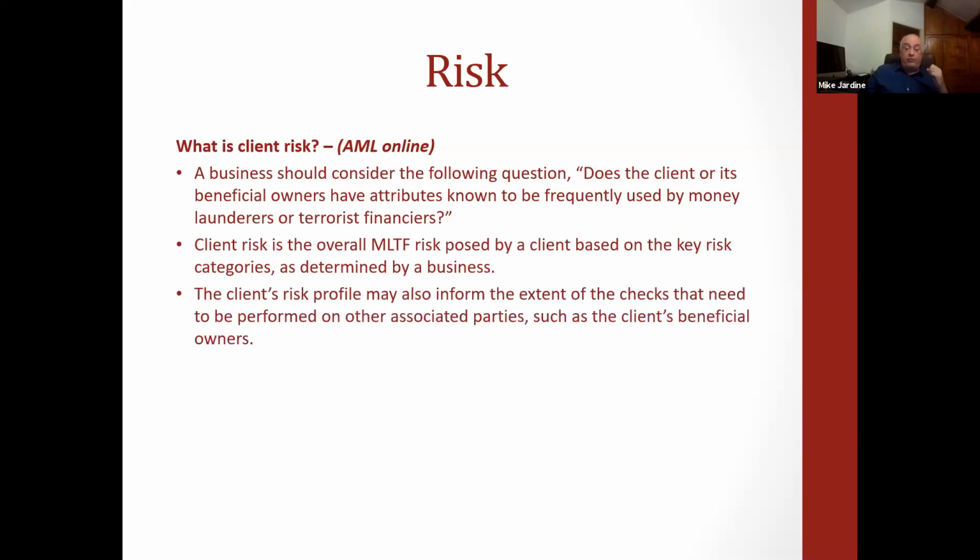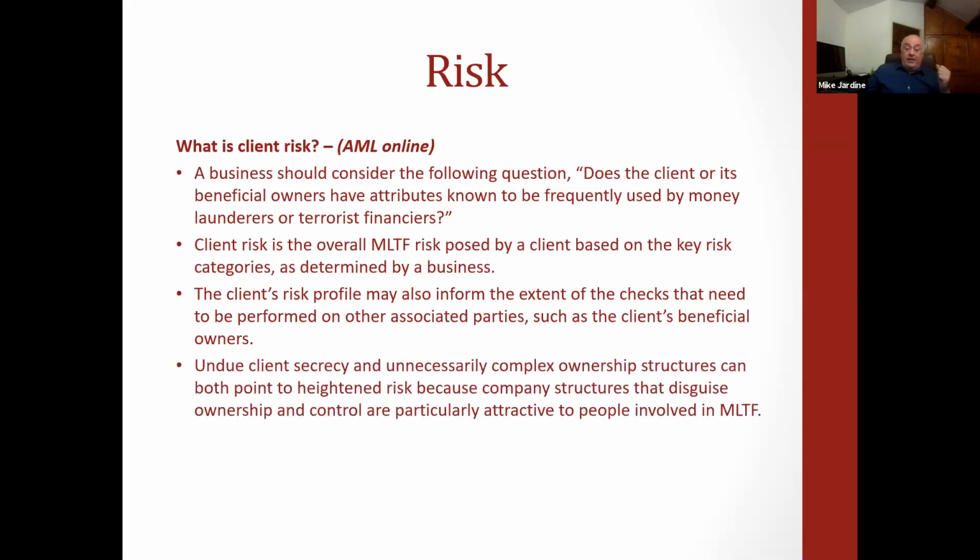The client's risk profile may also inform the extent of the checks that need to be performed on the associated parties, such as the client's beneficial owners. If somebody comes out high risk, you may need to do some enhanced due diligence on them. So the profile will lead you down certain paths. Undue client secrecy or unnecessary complex ownership structures can both point to highlighting risk, because company structures that disguise the ownership and control are particularly attractive to people involved in money laundering.